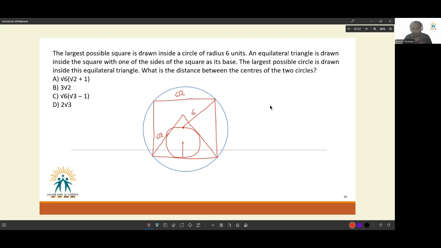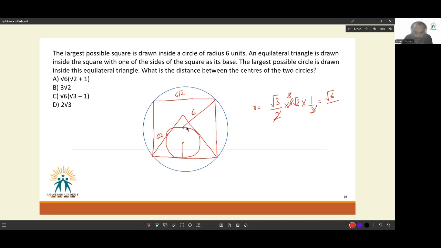Equilateral triangle, height is root 3 by 2 into 6 root 2, and 1/3 of this is the inradius. So this cancels this, makes it 3. This cancels this, makes it root 6. Inradius is root 6.